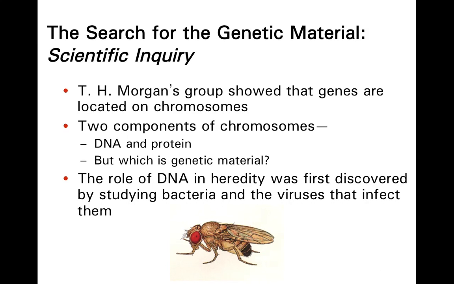So, Thomas Hunt Morgan's lab showed that genes are located on chromosomes, but it still was not clear where that information was encoded. We knew that DNA and protein were both present in chromosomes, but which one was the genetic material? Was it the protein or was it the DNA?